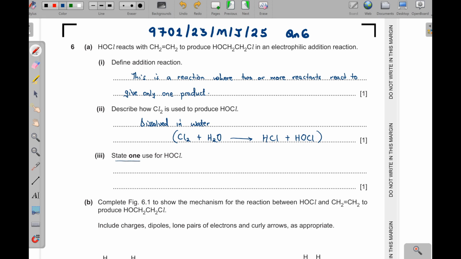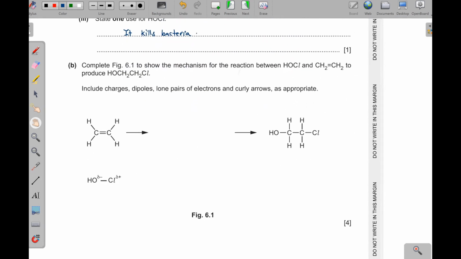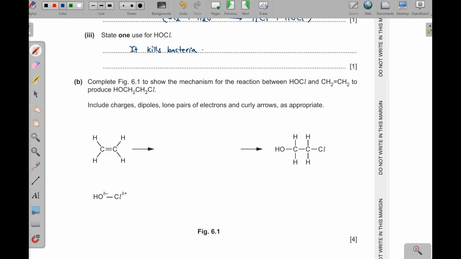State one use of this. It kills bacteria in water, full stop. Then part B: complete figure 6.1 to show the mechanism for the reaction between the hypochlorous acid and ethene to produce this one here. Include charges, dipoles, lone pairs of electrons, and curly arrows as appropriate.